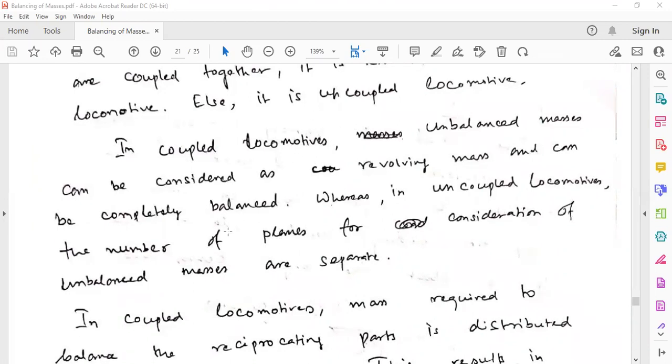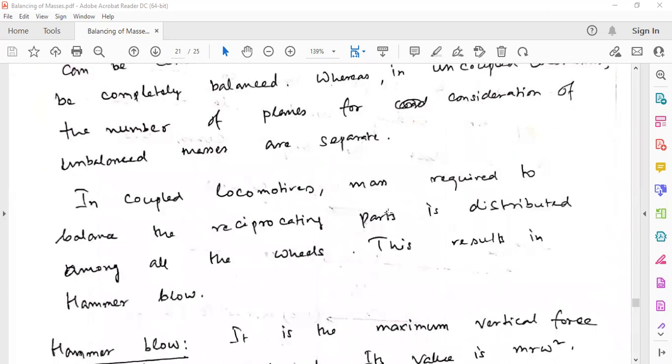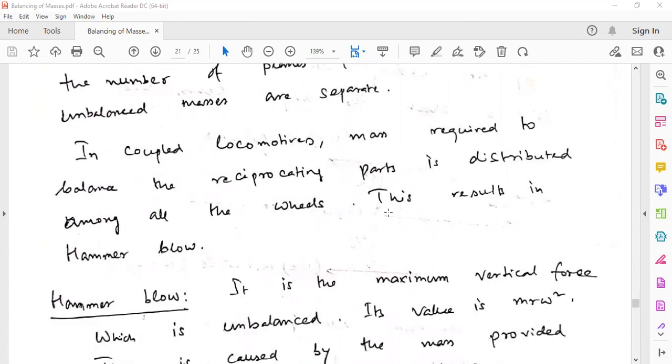Now here in uncoupled locomotives, we have to consider different planes. The planes for consideration of unbalanced masses are separate. So in one plane, one unbalanced mass is present. In the next plane, another unbalanced mass is present. Both revolving and reciprocating unbalanced masses are present. Now, in coupled locomotives, the mass required to balance the reciprocating parts is distributed among all the wheels.